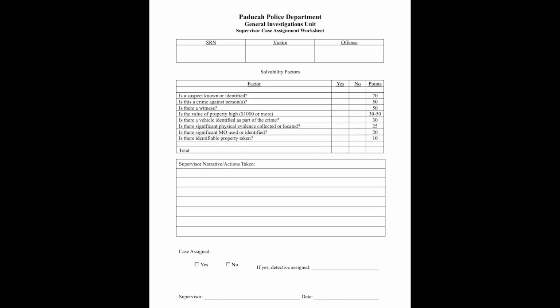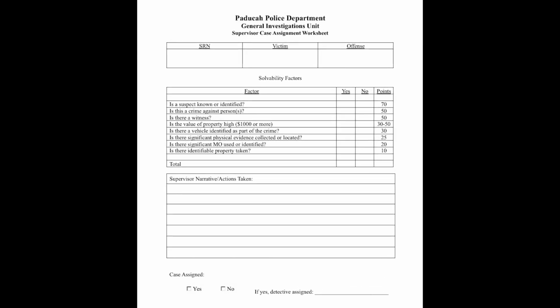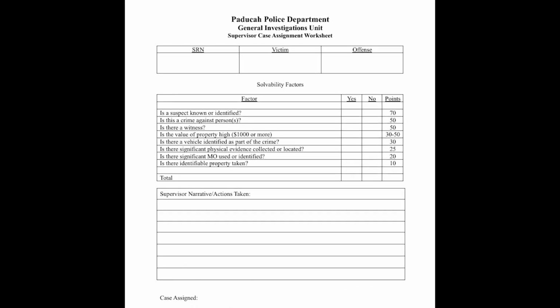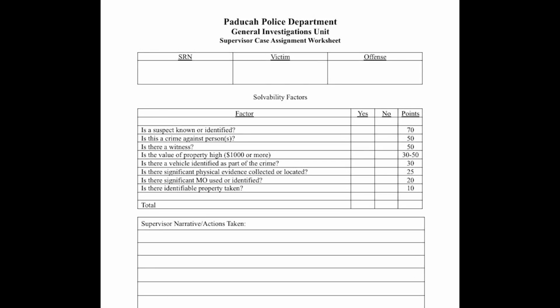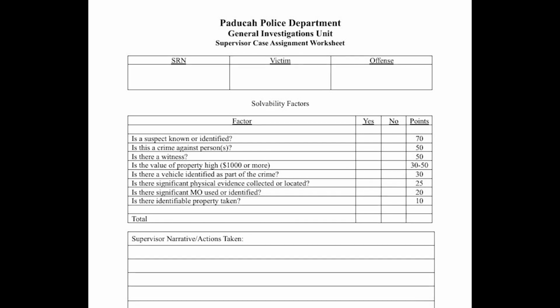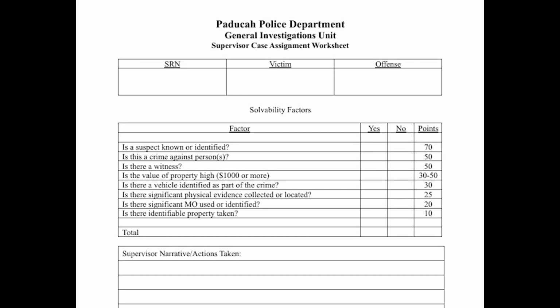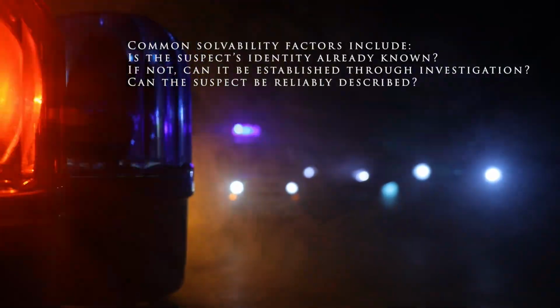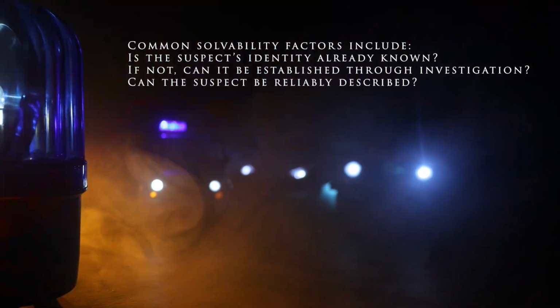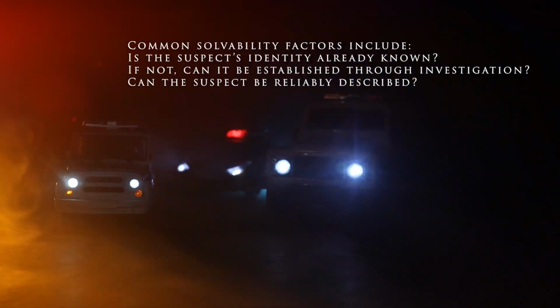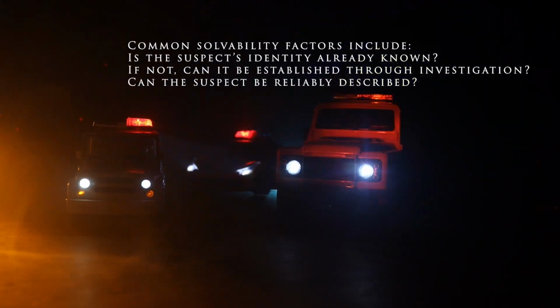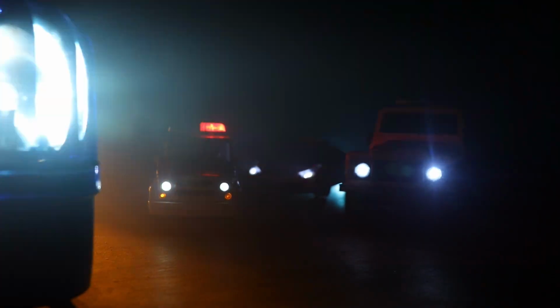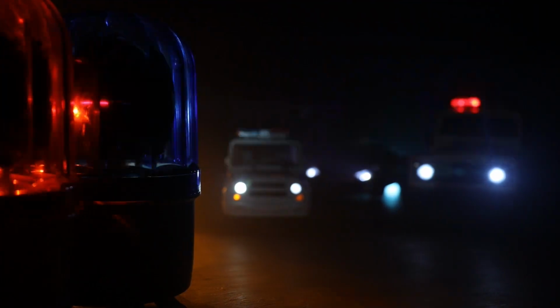This model relies on solvability factors, key pieces of information that have been shown to increase the chances of solving a case. In some models, each factor carries a different weight. A case must reach a certain number of points before it qualifies for follow-up. Common solvability factors include: is the suspect's identity already known? If not, can it be established through investigation? Can the suspect be reliably described? By applying these factors, investigators focus their time and resources on cases with the greatest chance of success.